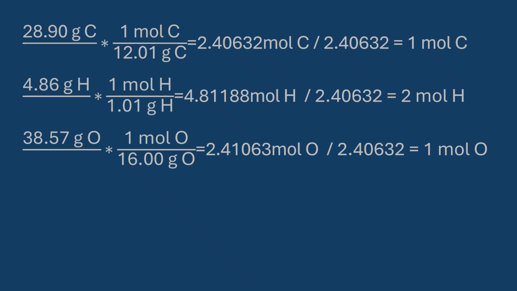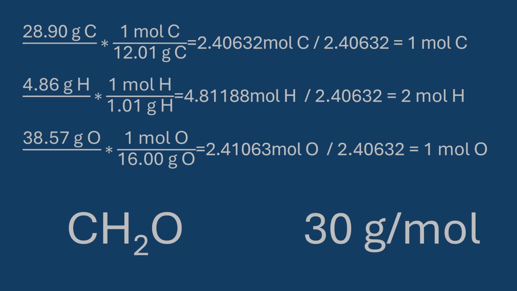All of our molar values are right now in terms of the smallest whole number ratio, so we can move our data into an empirical formula. Knowing the empirical formula allows us to calculate the empirical formula's molar mass, which is 30 grams per mole.